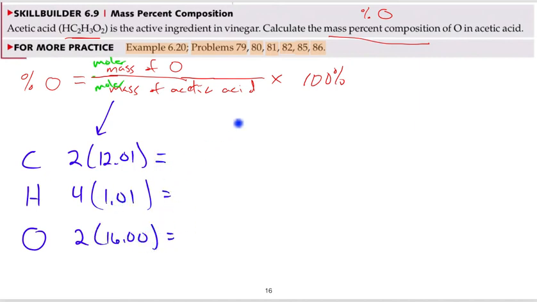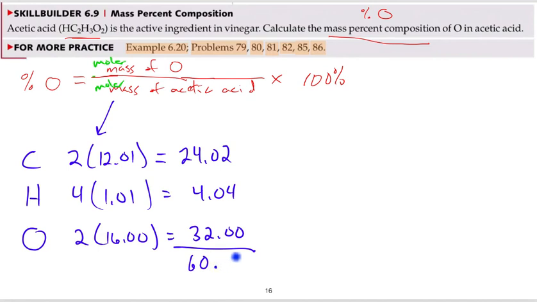Okay, multiply each one of those together. And again, please go to the hundredths position. And I'm going to add. So this mass is 60.06 grams per mole. Let's just go ahead and insert that. Okay, that's going to be the bottom number. That's the total molar mass of what's there.